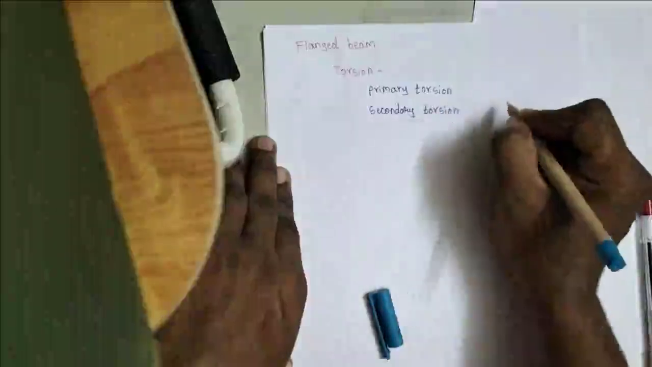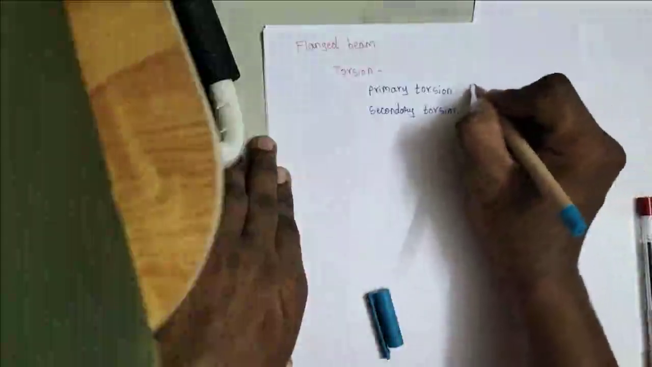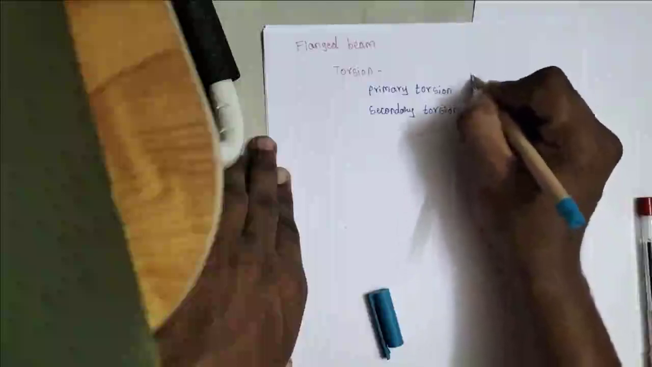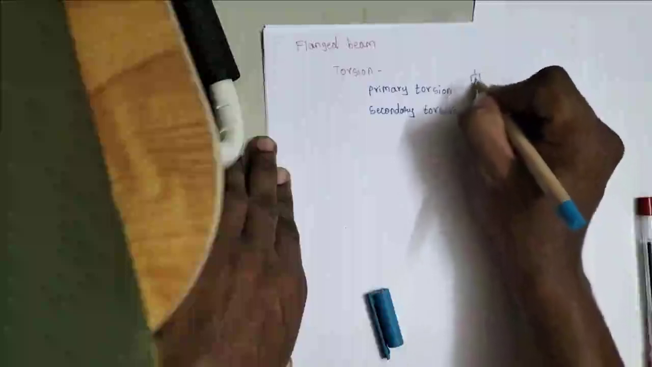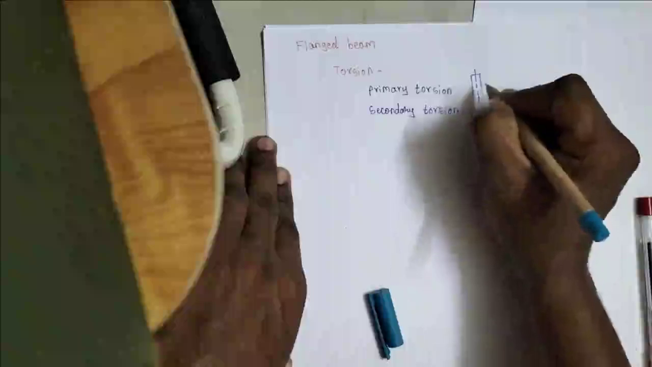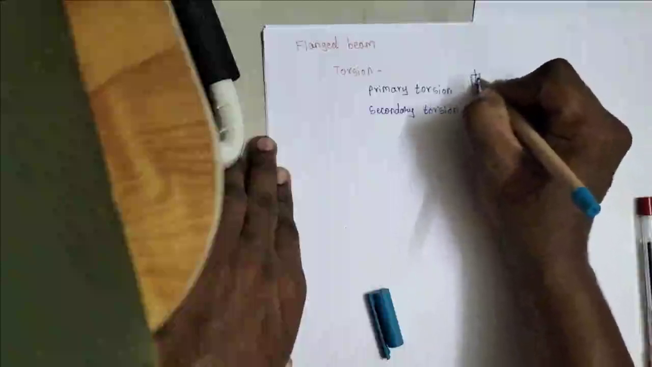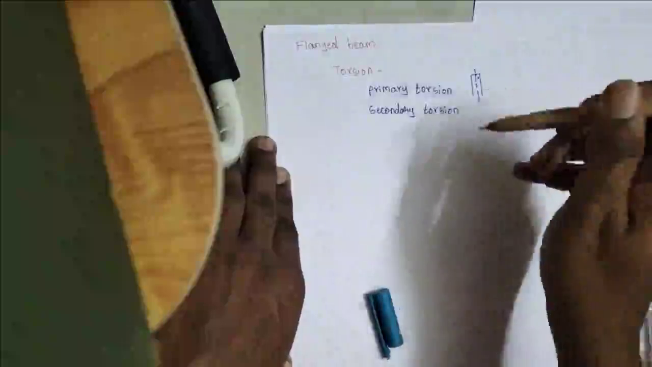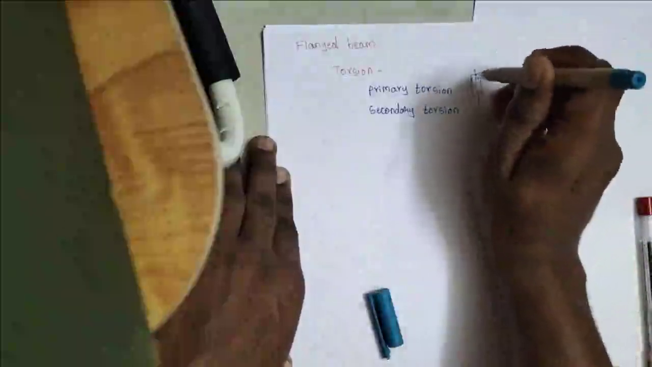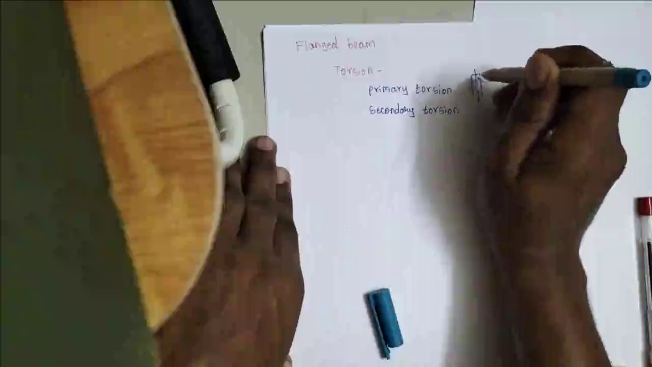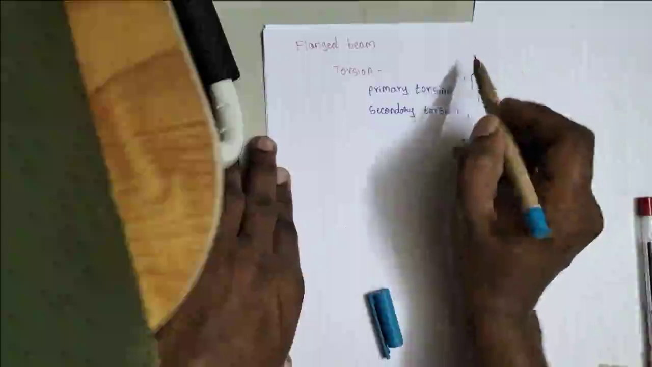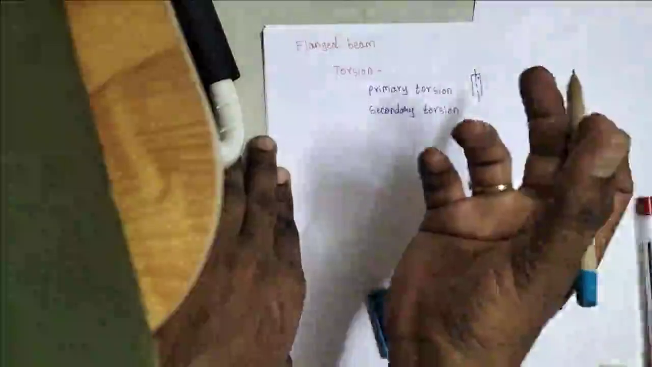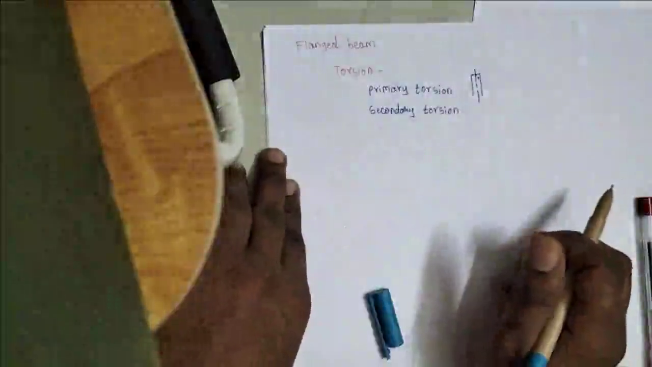For example, if you are considering torsion in a beam, let us consider a beam like this, and the center line of the beam is here. Instead of applying the load at this point, if you apply the load at some distance away from the center line, like this, then it will lead to twisting in the beam, which will create the primary torsion.